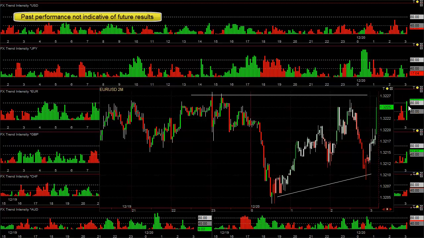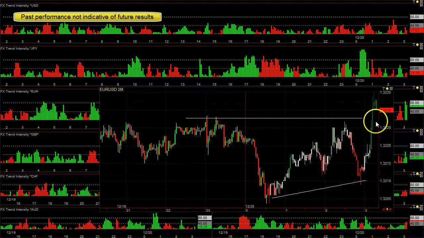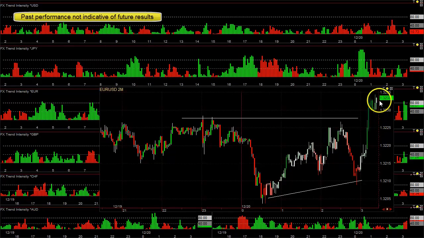Incredible strength right now in the euro, a little bit of weakness in the dollar. If it breaks out over the high, it's very likely to trend. There it does. And notice the darker green means the trend is extremely strong. And as you can see, as it's going up here, it's losing some of its strength.